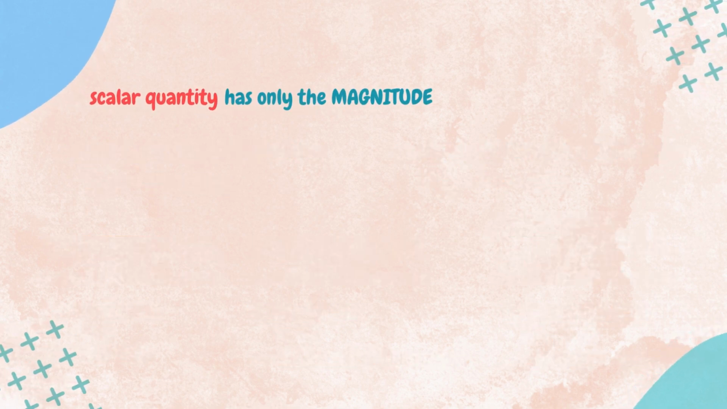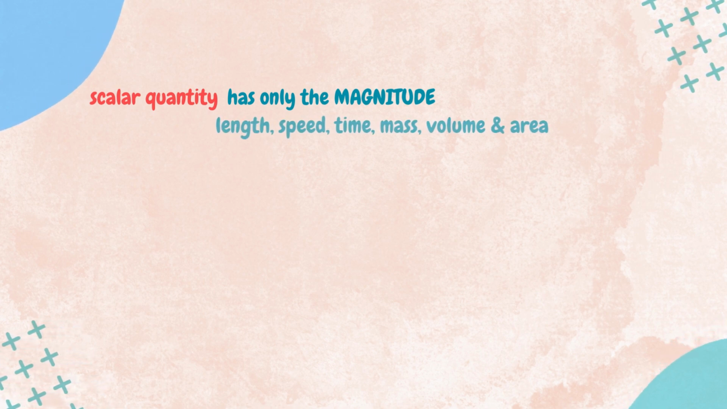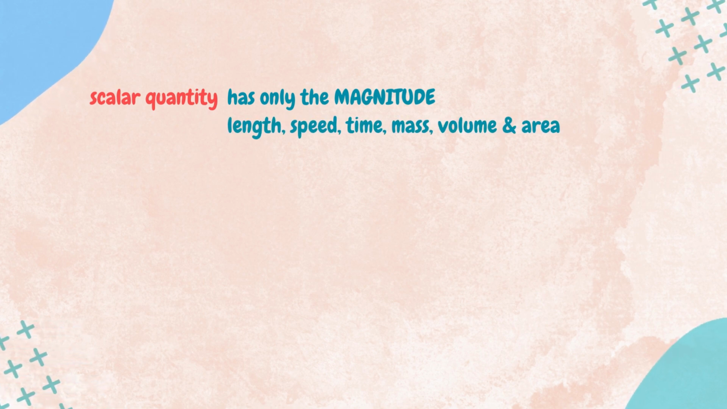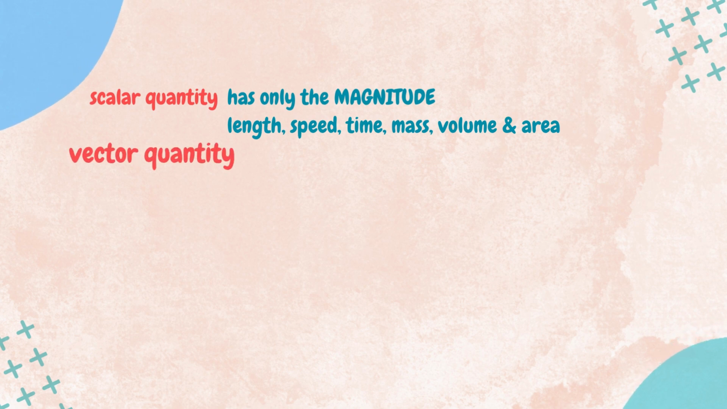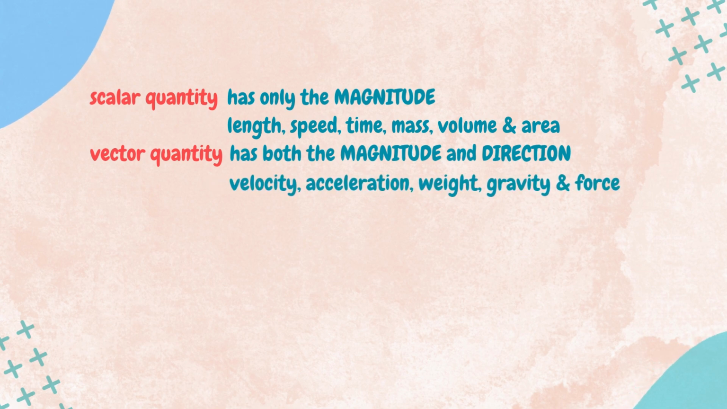To recap, a scalar quantity is a quantity that has only the magnitude. Common examples of scalar quantities are distance, speed, mass, volume, and area. A vector quantity is a quantity that has both the magnitude and direction. Common examples of vector quantities are displacement, velocity, weight, gravity, and force. Vector quantities can be added.